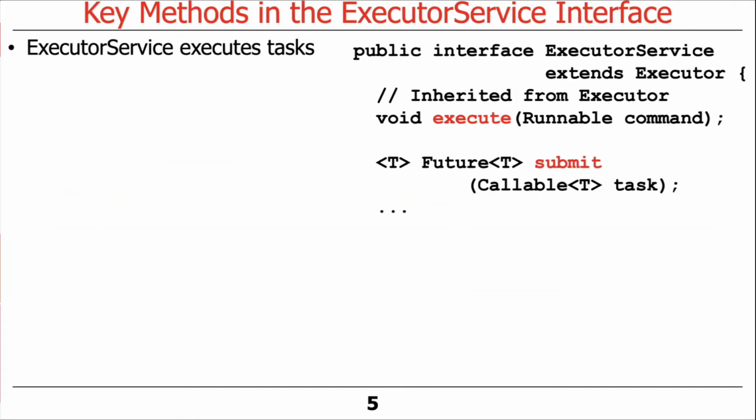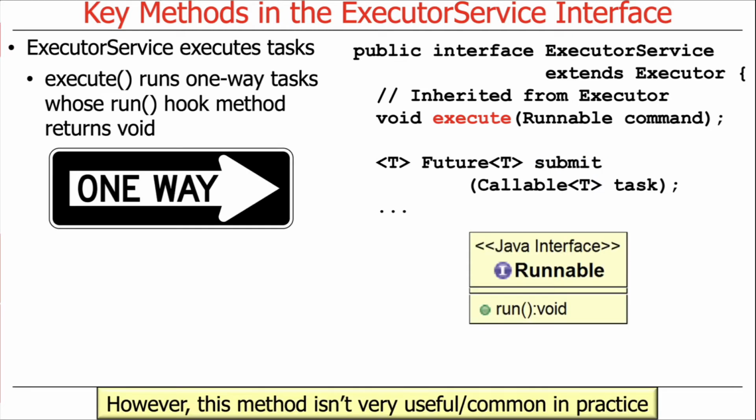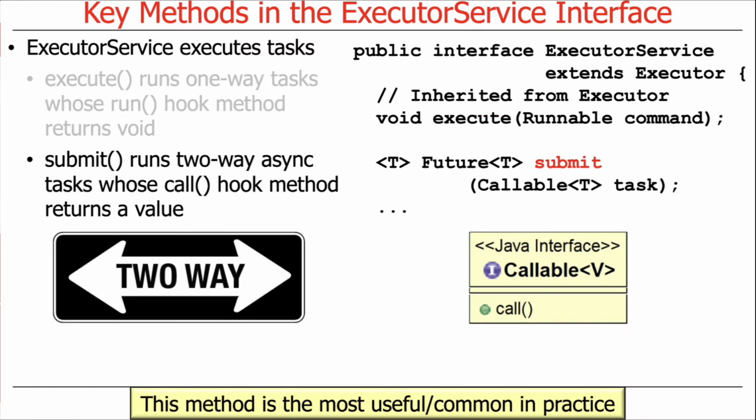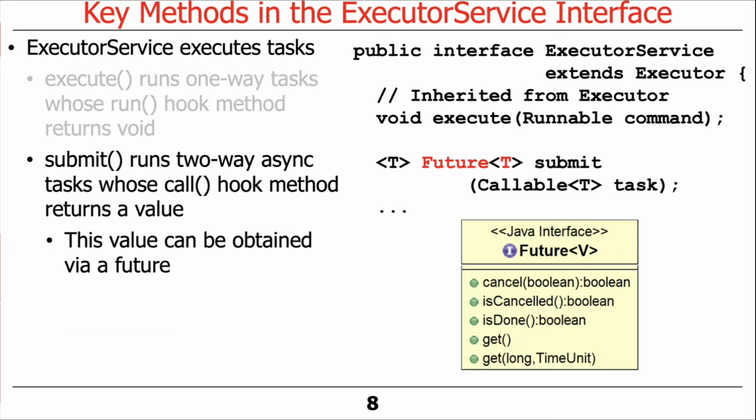I think I mentioned before, the executor service extends executor and it executes tasks, so you can execute stuff and you can submit stuff. As we've seen, the execute method is just what you get with the executor interface, so we won't say much about that. It's not very useful because of all the limitations that you get with one-way calls. Much more useful is submit. Submit can be used to run two-way async tasks, whose call hook method, so you can see Callable has a call hook method, returns a value. And this method is in fact very useful and very commonly used in practice.